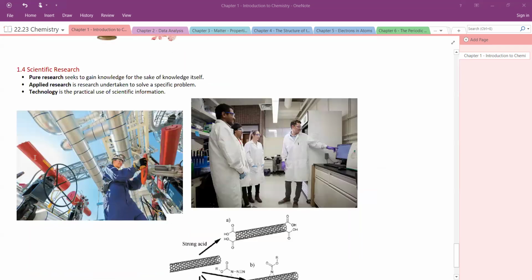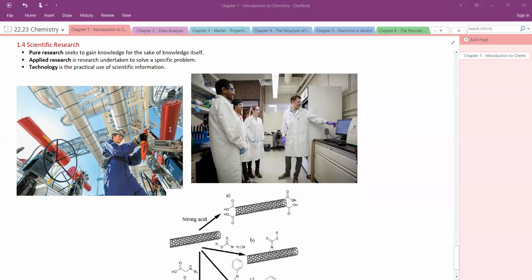All right, moving on. So the ultimate goal of many scientists is, of course, scientific research. And we have many different types of research, and three major ones I'd like to talk about. First, we have pure research. This seeks to gain knowledge for the sake of the knowledge itself. Maybe I would like to construct a model of what a lithium atom looks like, just so I know what lithium looks like. That would be called pure research. We typically do pure research in a research laboratory.